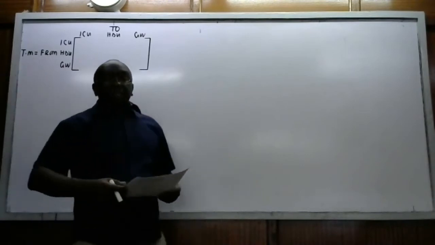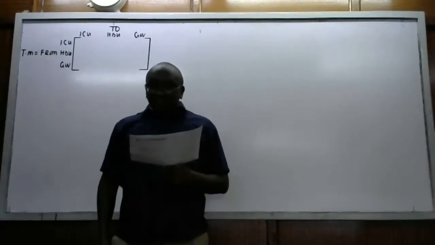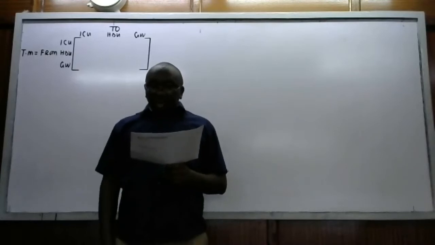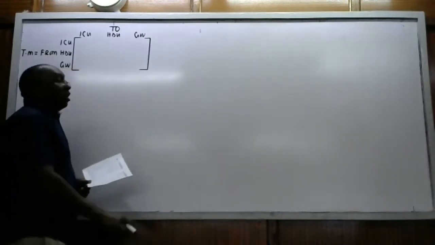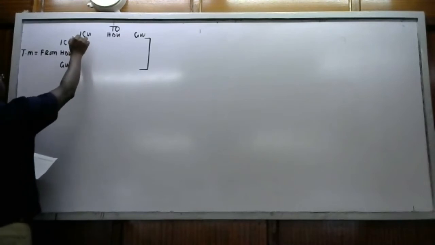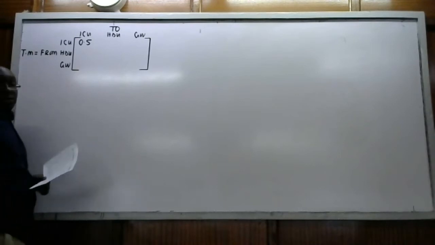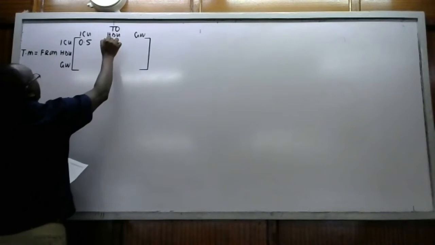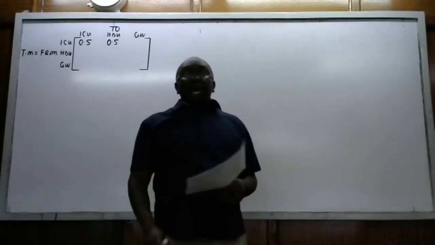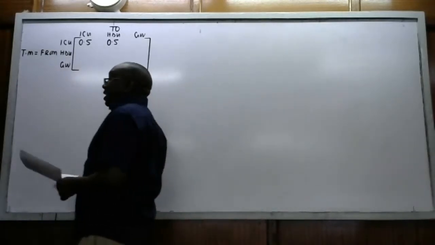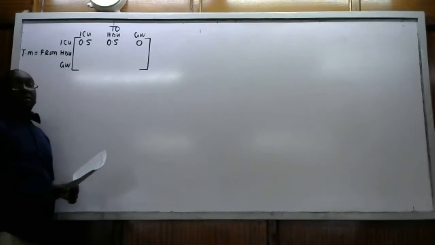Information 1 says 50% of the patients in the ICU at the beginning of the month will remain in ICU at the end of the month, and 50% will be transferred to the high dependency. So from ICU to ICU, 0.5. That is a retention. From ICU to high dependency, 0.5. That is a loss. And because in a row, we must always add up to 1, then this must be 0.